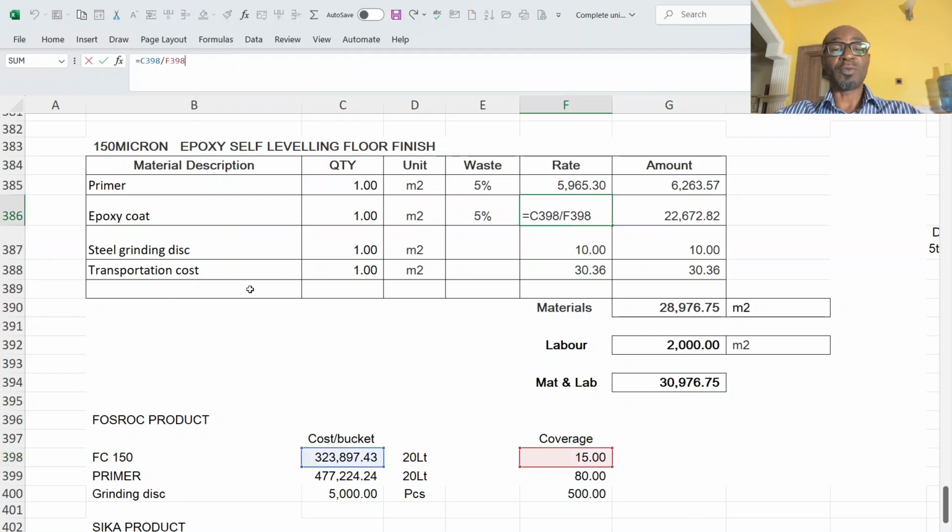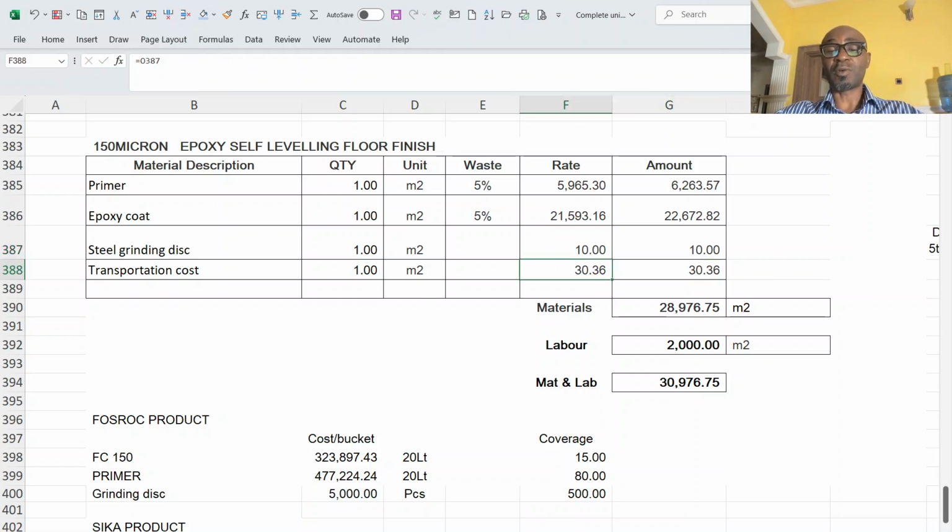Then the epoxy has a coverage of 15 square meter. If you divide 323 by 15, you're having a 593. And if you add the waste, it gives you 22,671 per square meter. Like I said, if you divide the 5,000 by the 500 square meter that one of the grinding discs can grind, you have 10 naira per square meter.